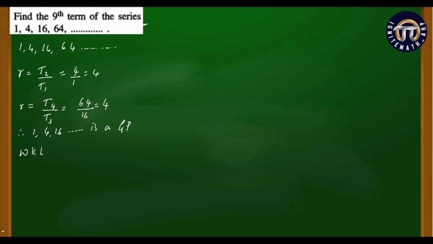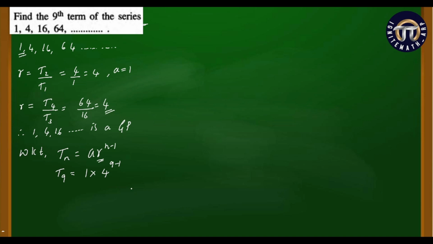So we know that Tn is equal to A into R to the power of n minus 1. So ninth term, in the sense T9 is equal to A. What is A here, children? A is equal to 1 because first term is 1. So 1 into what is R? You have found out the R as 4. 4 to the power of which term I am finding out? Ninth term I am finding out. 9 minus 1. Clear, children? So I am finding out 9 minus 1.